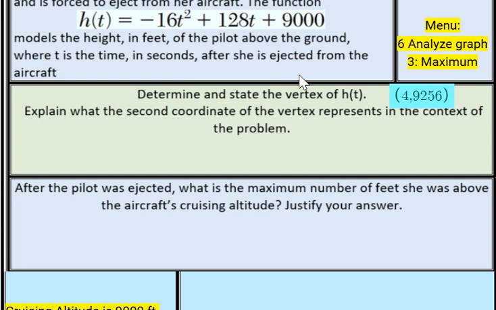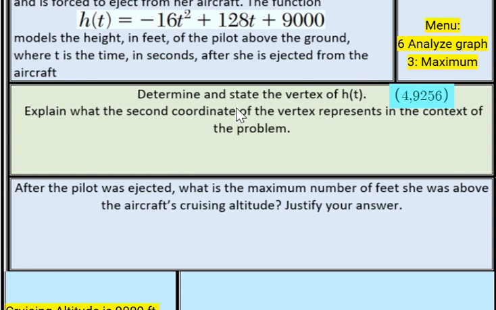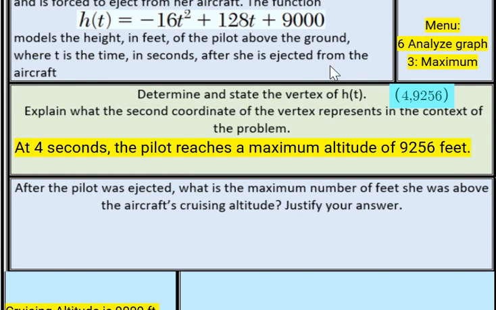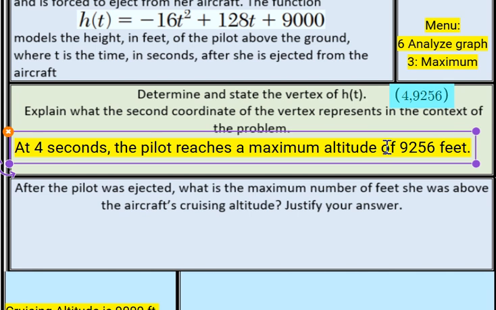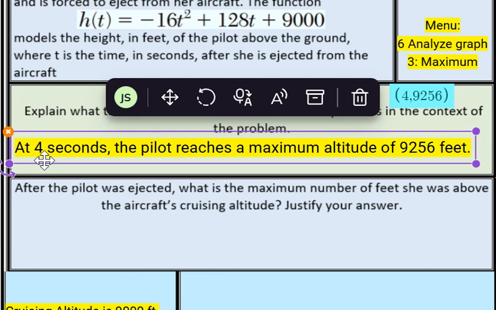So now we're asked to explain what the second coordinate of the vertex represents in context of the problem. So for me, I would much rather just write a complete sentence explaining what I see in the vertex so that I'm very clear about what's going on. So at 4 seconds, the pilot reaches a maximum altitude of 9,256 feet. So what they're really asking for is the altitude of the pilot. But since we have the 4 there, it's great to put all that in context and say that happens at 4 seconds.